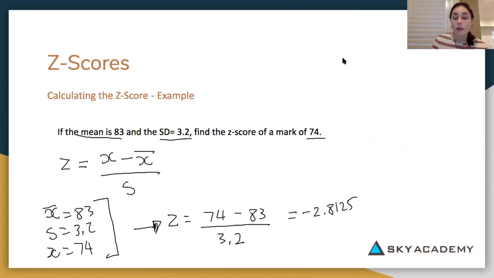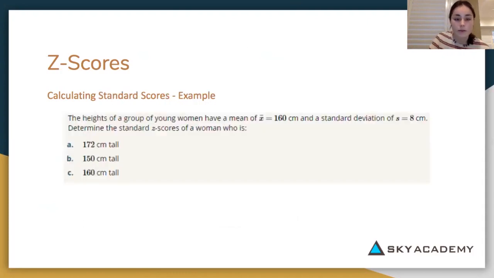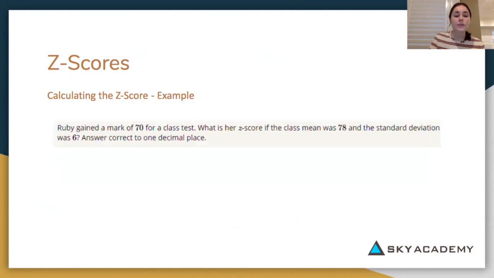Now let's have a look at another question for Z-scores. There we go. Ruby gained a mark of 70 in her test. So that's our mark of 70. What is her Z-score? So we're trying to find the Z-score. If the mean was 78 and the standard deviation was 6. Answer correct to 1 decimal place.